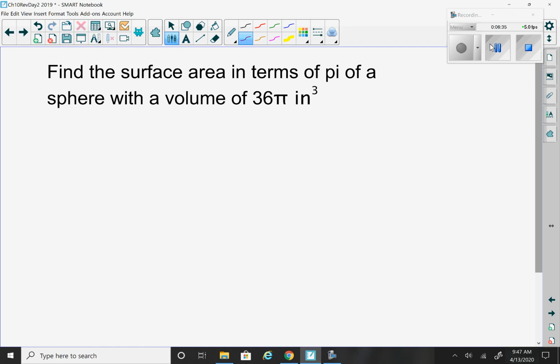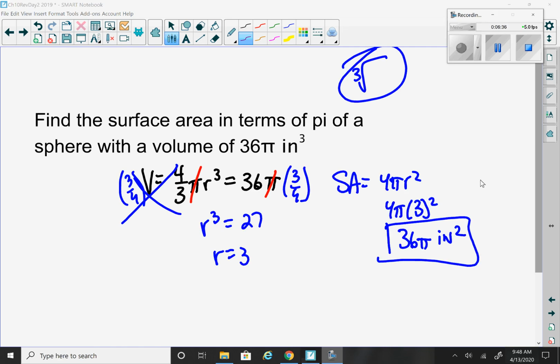Pause it. So I got a surface area of 36 pi. That's kind of ironic because the volume was 36 pi and the surface area is also 36 pi. And I'm pretty sure that's only going to happen when the radius is 3. I think this is the only situation where the volume and the surface area for a sphere are the same.